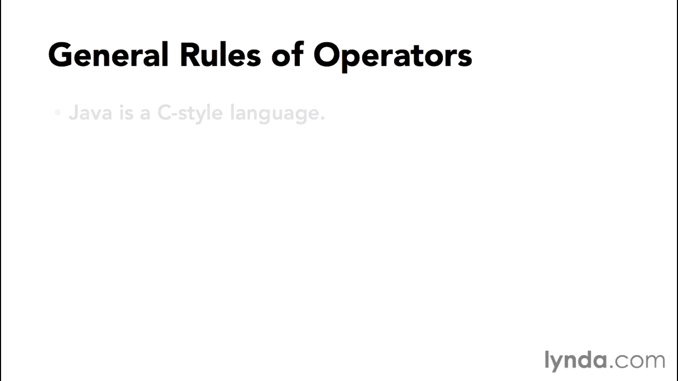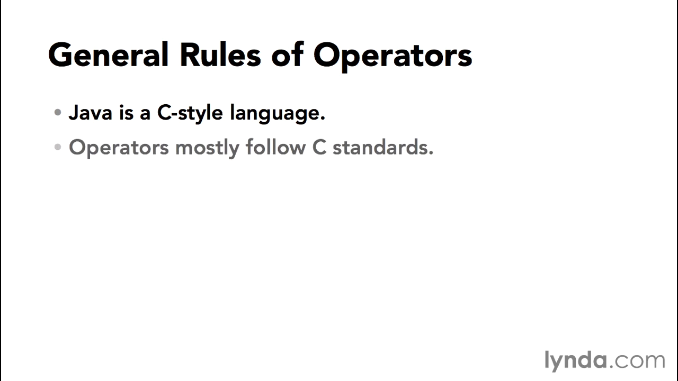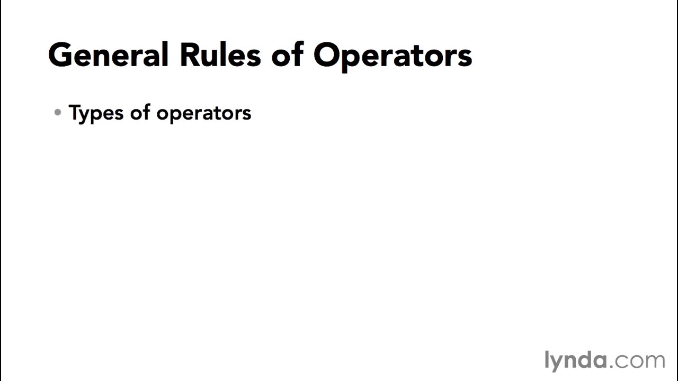I've already used a number of Java's operators in my examples, but I'll take a moment now to go through them in detail. Java's syntax is based on C. It's a C-style language, and so it uses most of the same operators that you'll find in most C-style languages, including C, C++, C#, JavaScript, and so on. There are various types of operators.